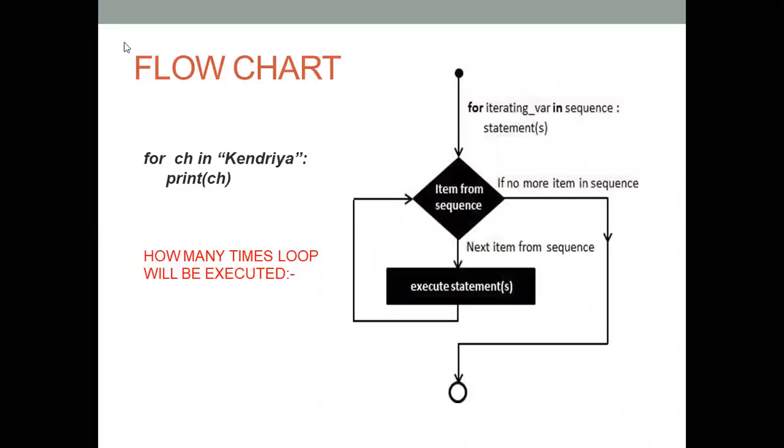The next one is the flowchart of for loop. These are the items from the sequence. If there are more items in the sequence, this statement is executed. If no more elements or items are left in the sequence data type, it may be a list, tuple, or string, then the loop is terminated. This is the flowchart for iteration.